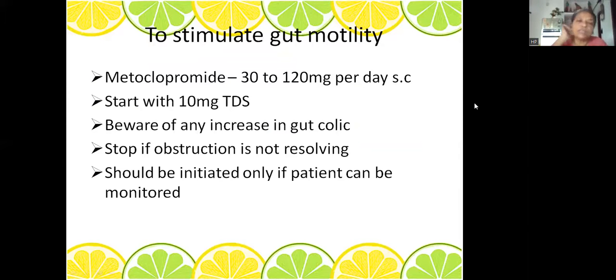So why do we give metoclopramide to stimulate the gut? Usually we give metoclopramide, what we call Reglan, but we have to be very careful and beware of any increase in the gut colic. If gut colic is increased, we have to stop. And if we stop and the obstruction is not resolving, especially in complete obstruction, we cannot give Reglan.